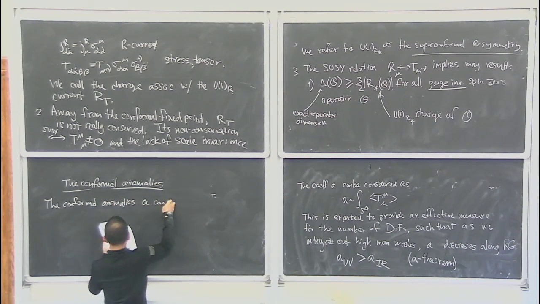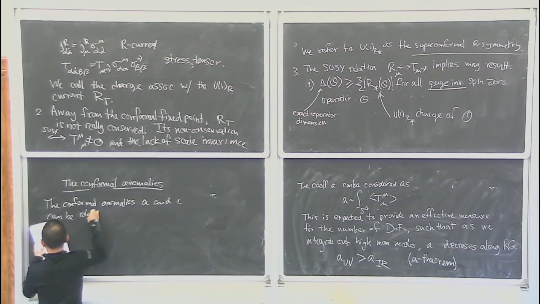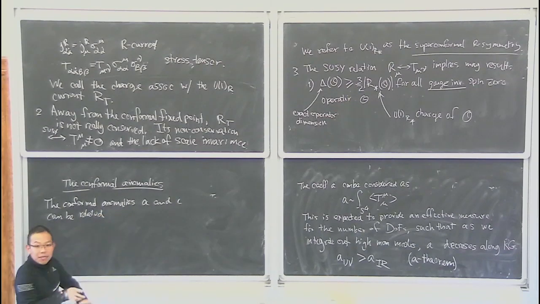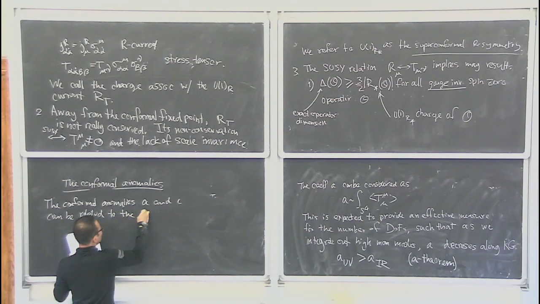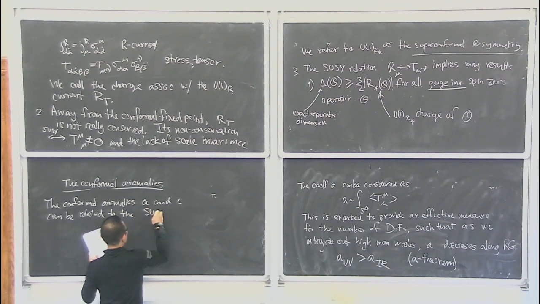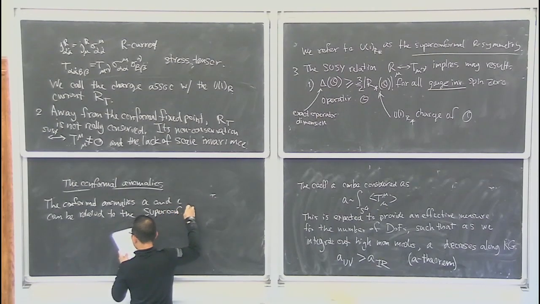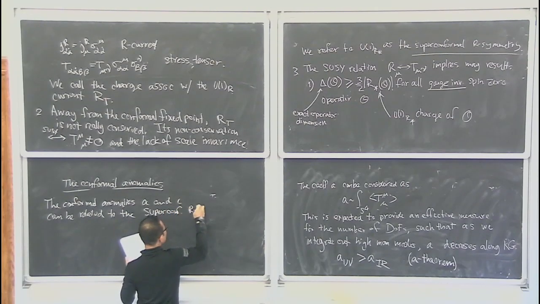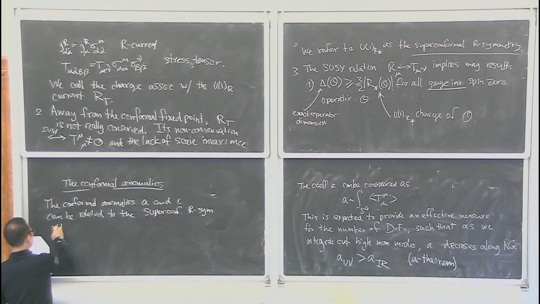A and C can be related. Let me state this and you can take a break, okay? To the superconformal symmetry of the anomalies.